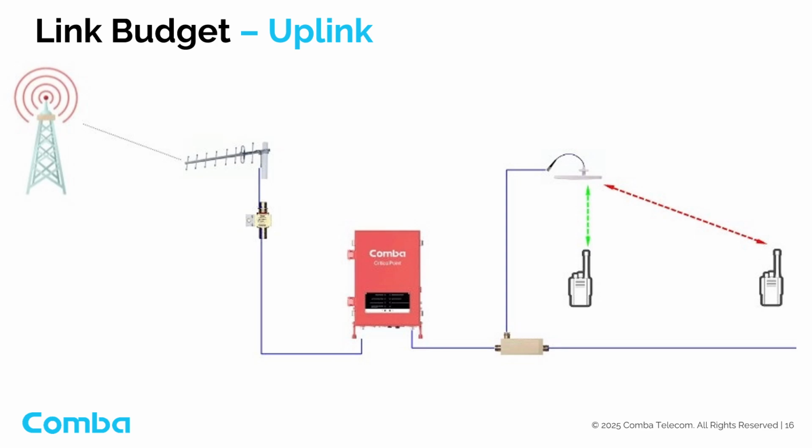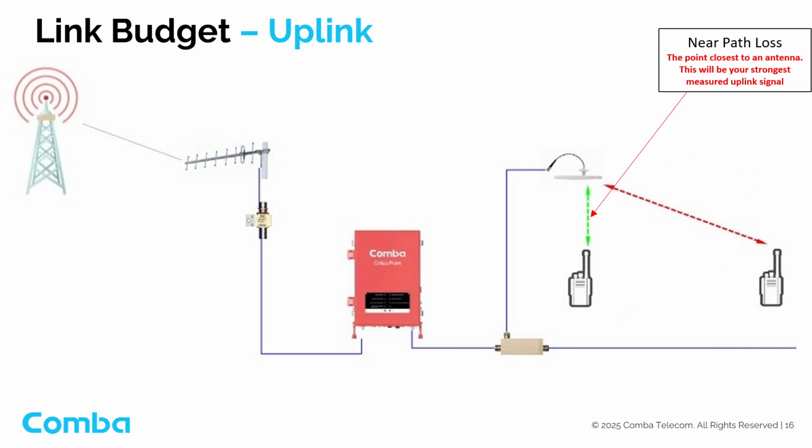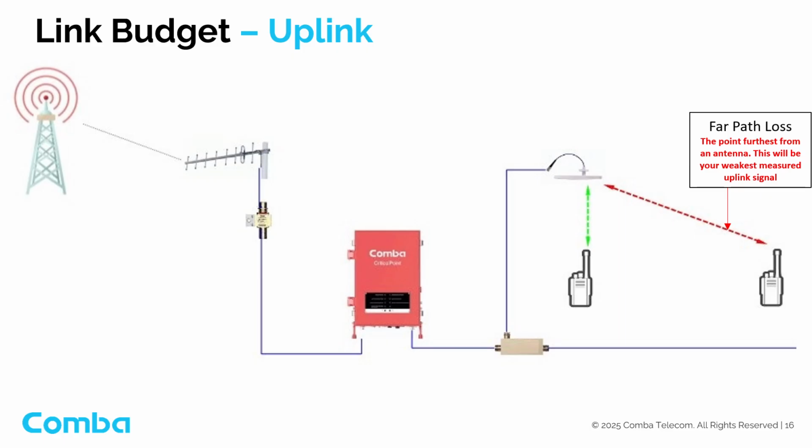Next, we consider near and far path losses between the radios and the indoor antennas. The near path loss represents the loss between an indoor antenna and a portable radio located close to it, resulting in the strongest uplink signal seen by the BDA. The far path loss represents the loss between an indoor antenna and a radio located in the most distant area served by that antenna, resulting in the weakest uplink signal seen by the BDA. The far distance depends on the building layout and system design. The near and far path loss values are the same as the values used in the downlink link budget.